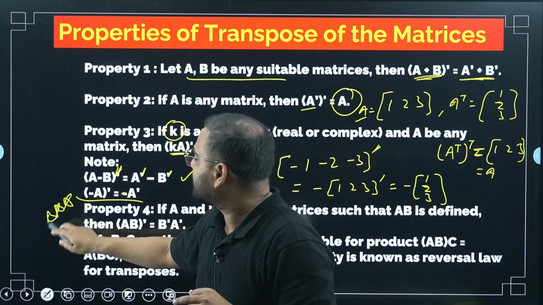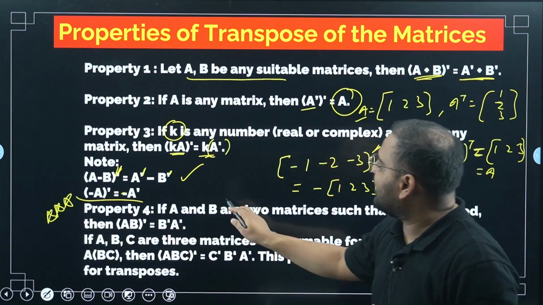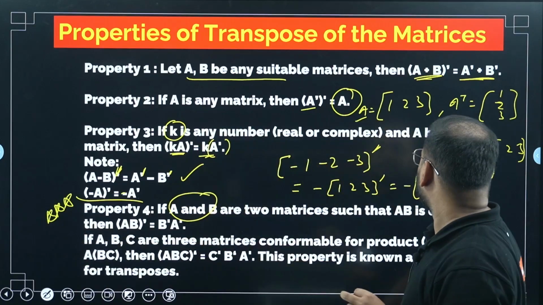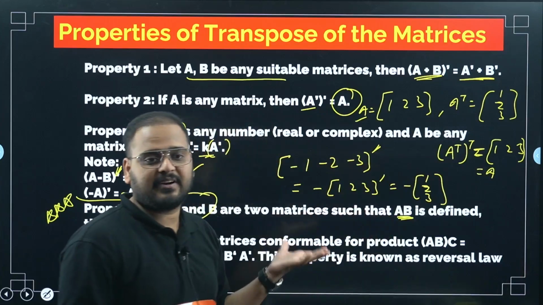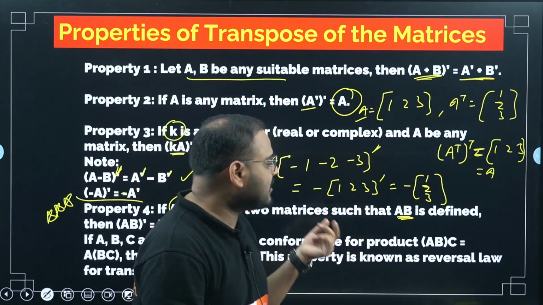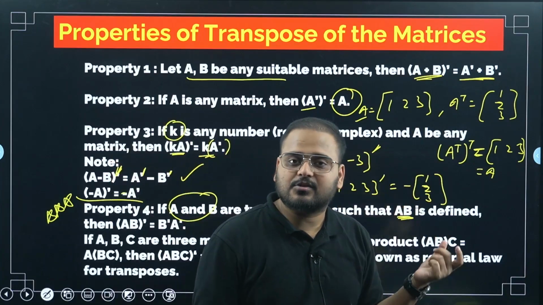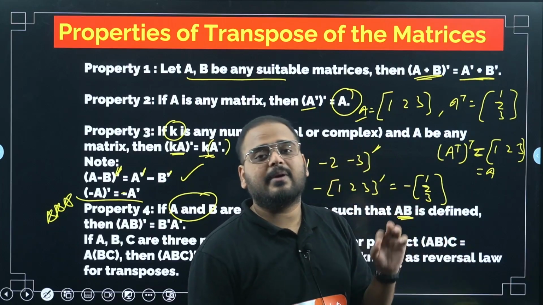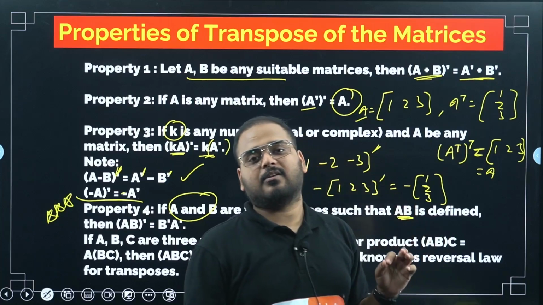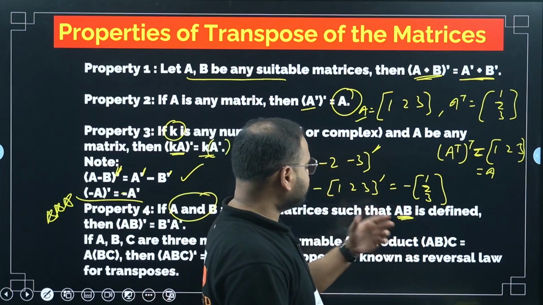Okay. What happens here is, if I have two matrices A and B such that AB is defined. What is the meaning of AB is defined? It means the product is defined. What is the meaning of the product being defined? Sir, the number of columns of the first matrix has to be the same as the number of rows of the second matrix. I hope you understand. Okay, column to row.